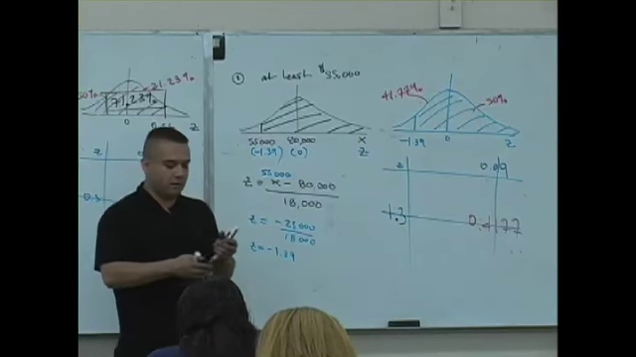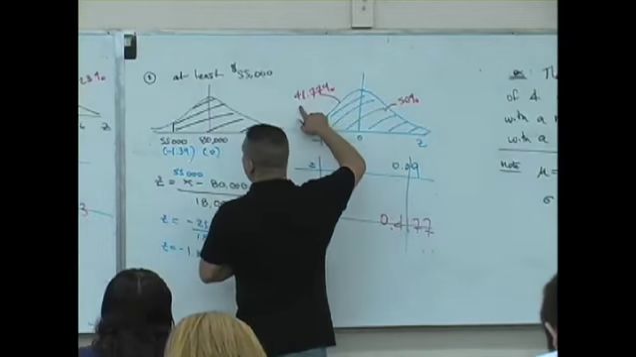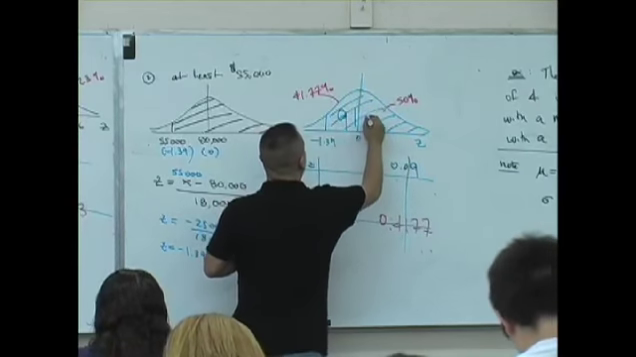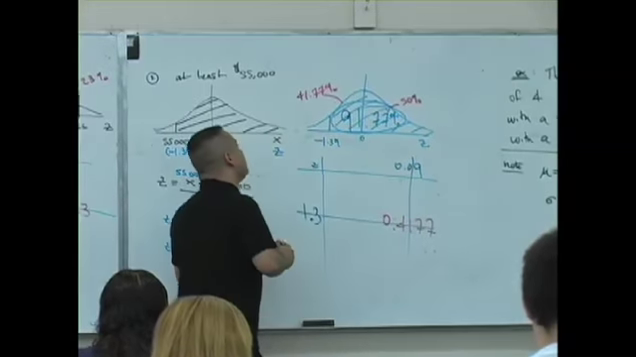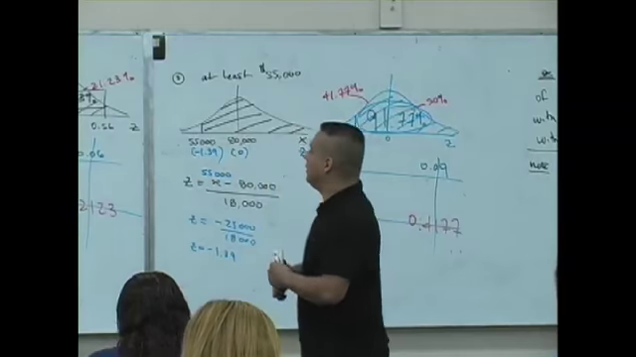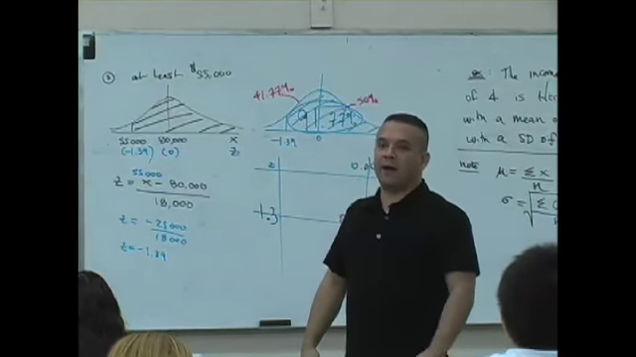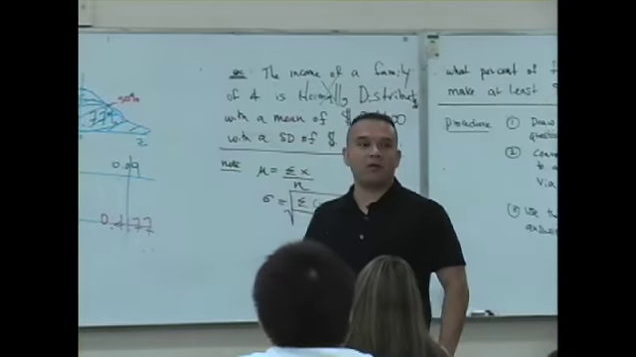Final answer. What's this? 41.77 plus 50 is 91.77%. So the IRS looks at this and says, guess what? 91.77% of families of 4 make at least $55,000 a year.